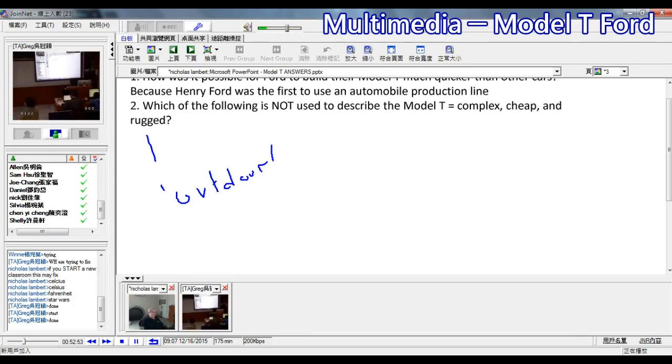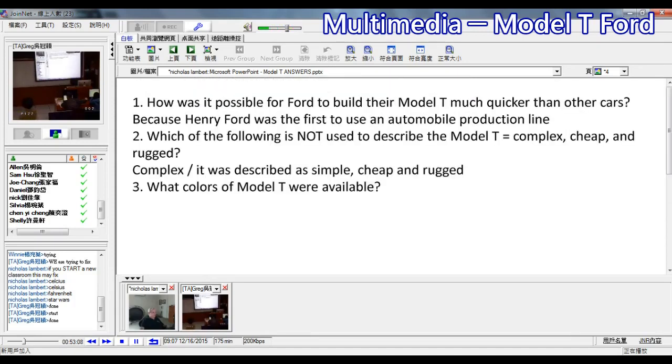So anyway, but here we're talking about the Model T Ford, and the Model T Ford is cheap and rugged. So rugged in relation to this car means it does a lot of work and doesn't break down. Okay. And as you say, complex does not describe this car. All right. Now, what colour were the Model T available in?